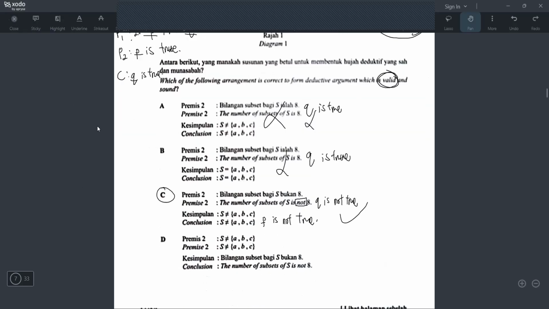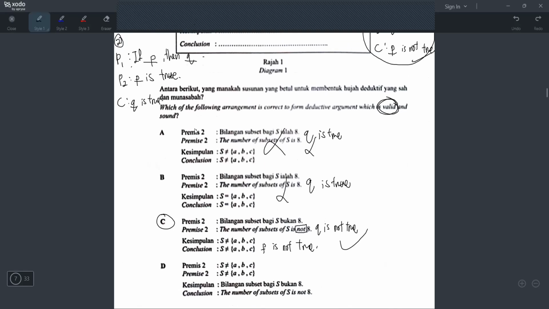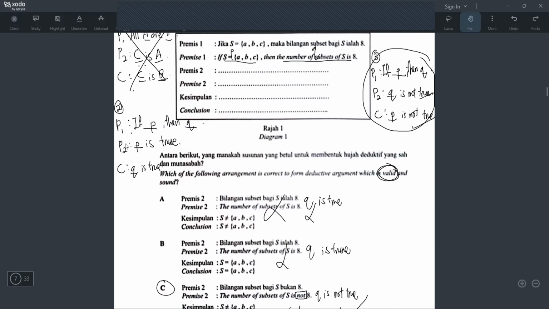All right. Okay, let's look at D. D cannot, because in D they actually mention P here, right? And I'm not saying that you cannot mention P. If you want to mention P, boleh. But you have to mention P is true. Then only Q is true.